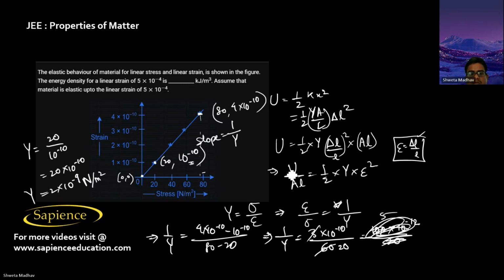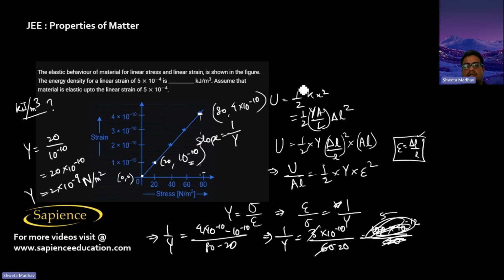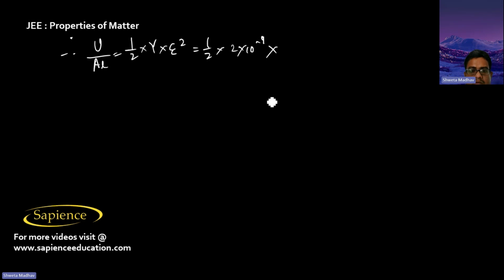So therefore, when the strain is 5 into 10 power minus 4, then the energy density we have to find in the unit kilojoule per meter cube. Therefore, now the energy density, which is E by volume, that is half into Young's modulus into strain square. So that is half into the Young's modulus, it is 2 into 10 power minus 9 into the strain square. Strain is linear strain, 5 into 10 power minus 4.